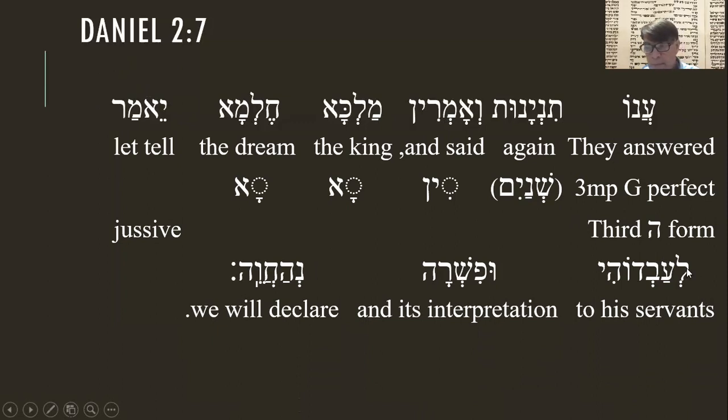So the lamed is to. Avad in both Hebrew and Aramaic is servant. This holem here is the indication that it's plural. And then he is where the his comes from, to his servants. And its interpretation, I'm a little upset that there's not a mapik here like there was before, because that would have been a sure telltale sign that it was a its, but it is. Pesher, again, interpretation. Its interpretation, we will declare.